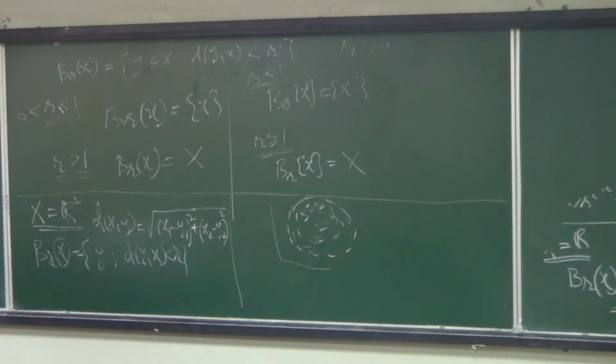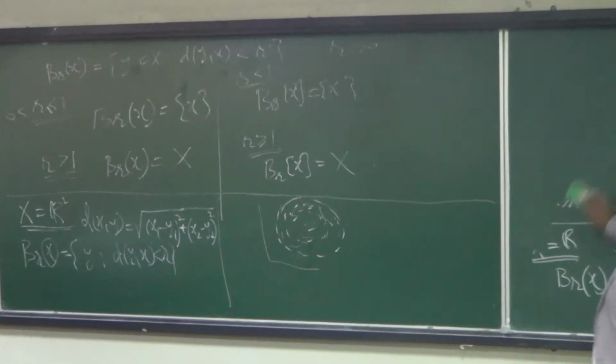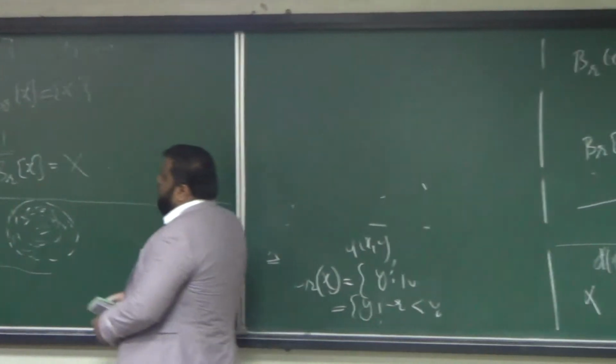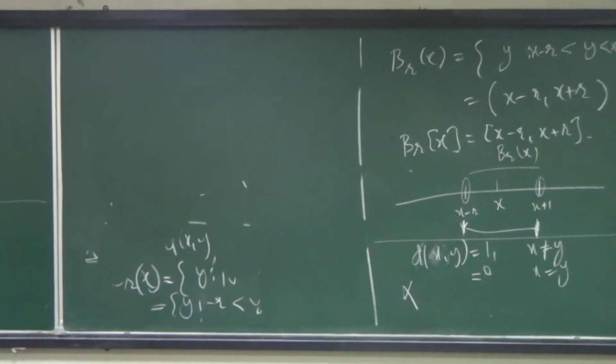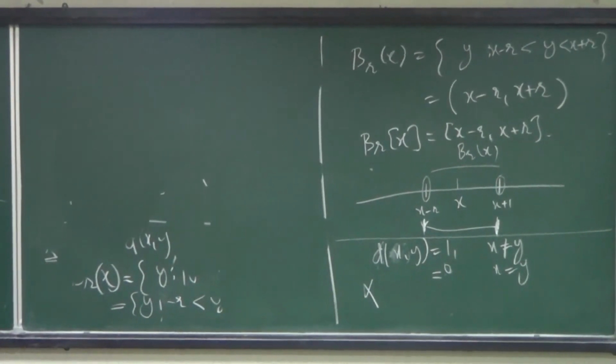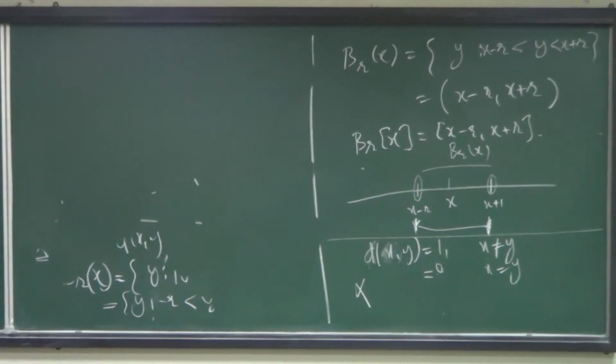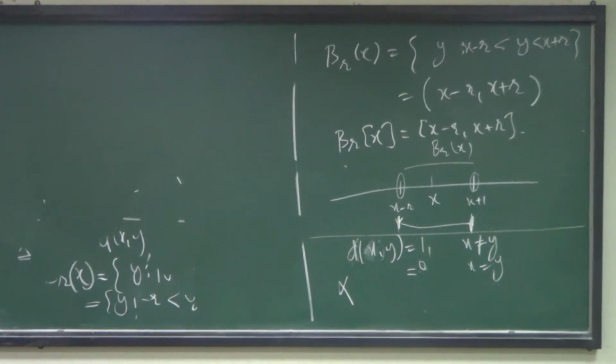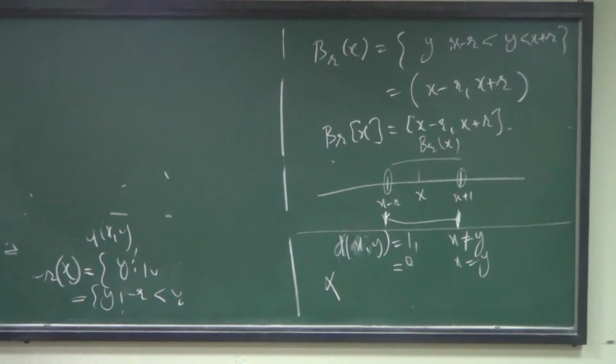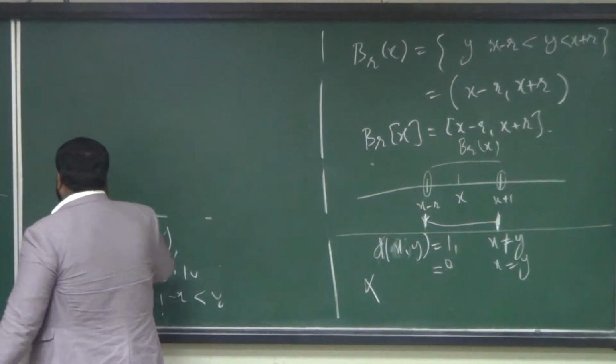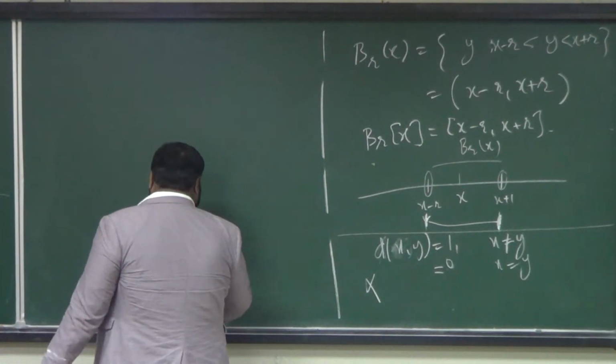Alright, if you see from Rudin's terminology, Rudin calls these open balls neighborhoods. So from Rudin's terminology, neighborhood and open ball are the same, in R^n and in any metric space.